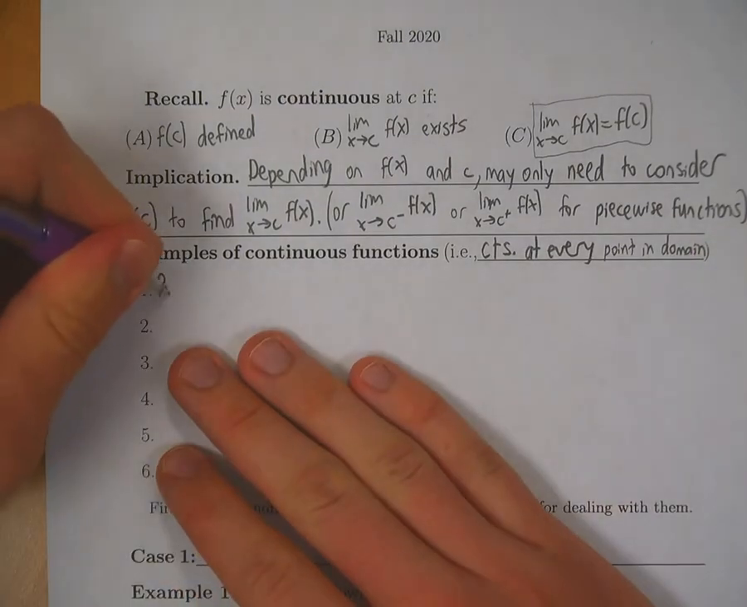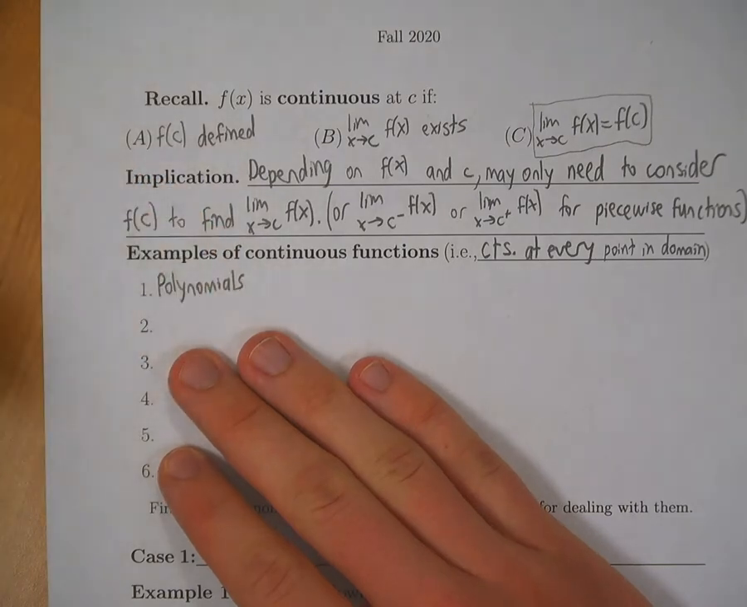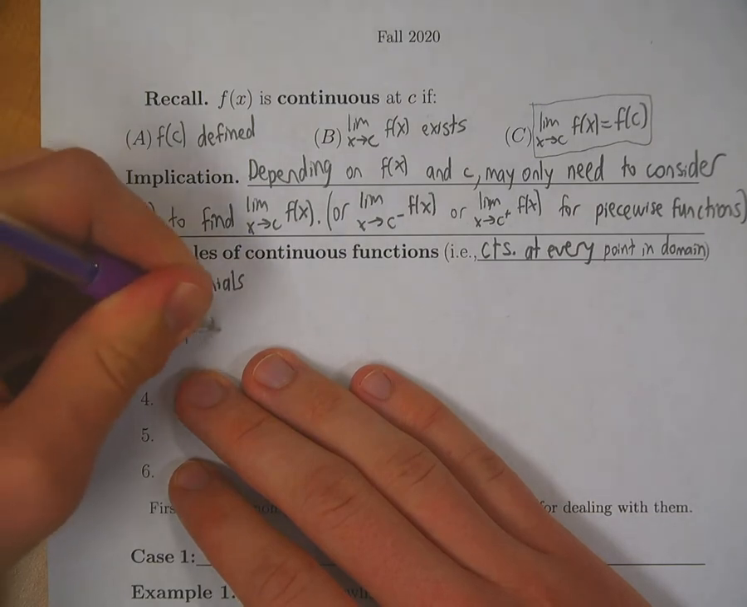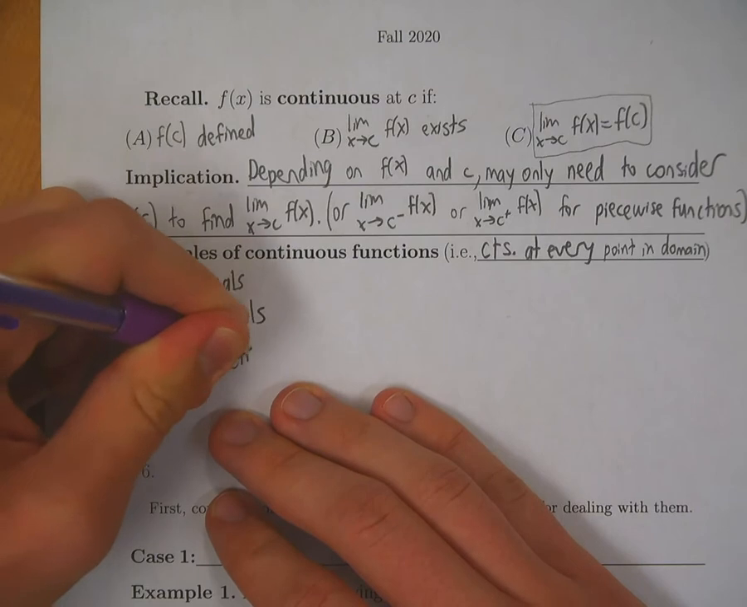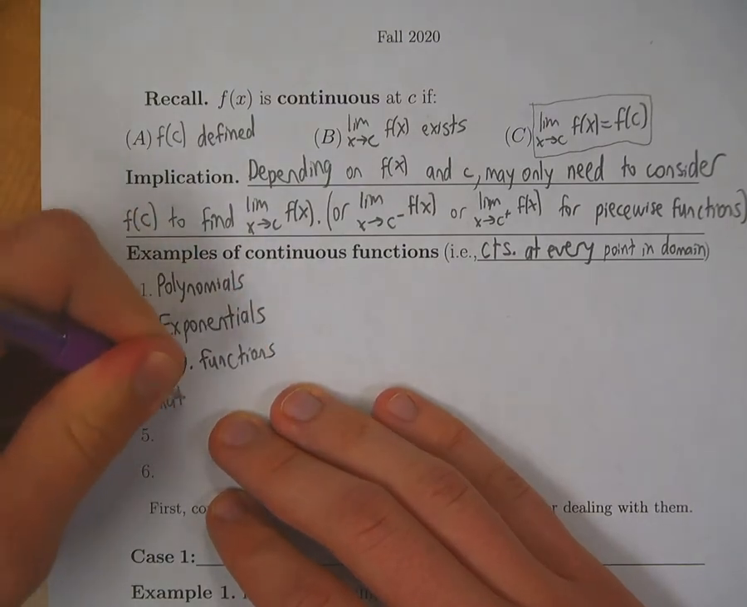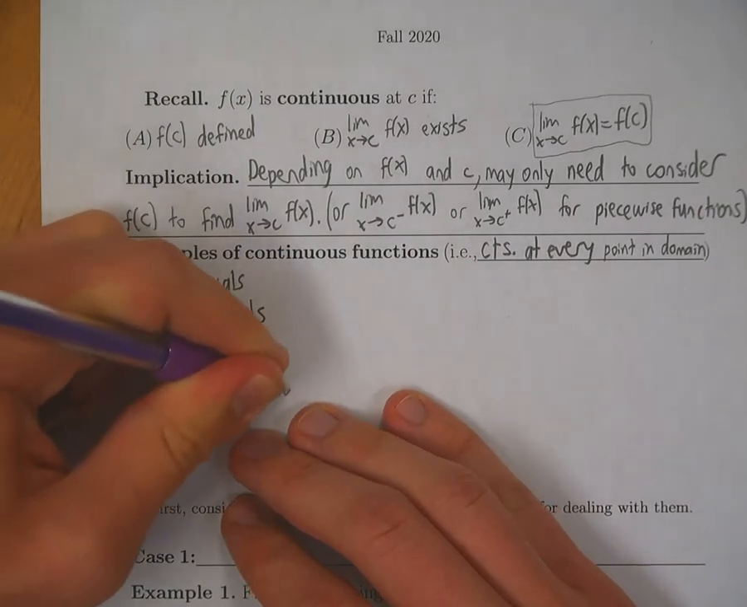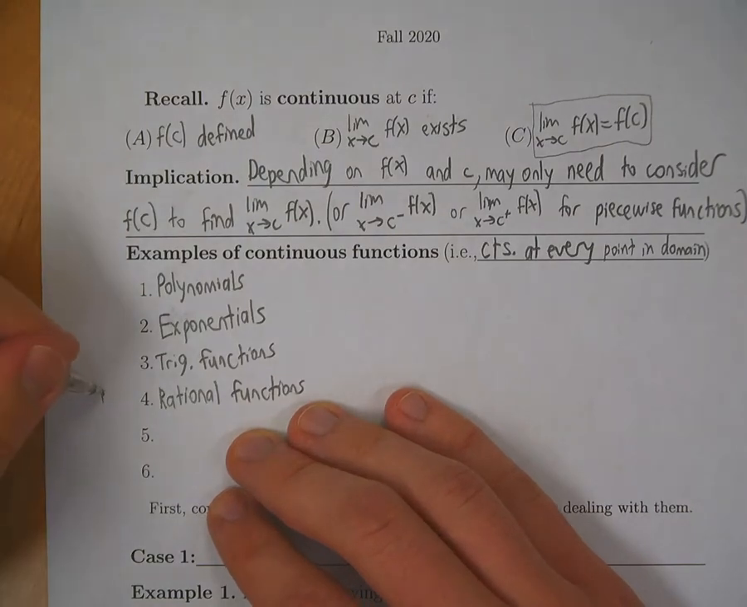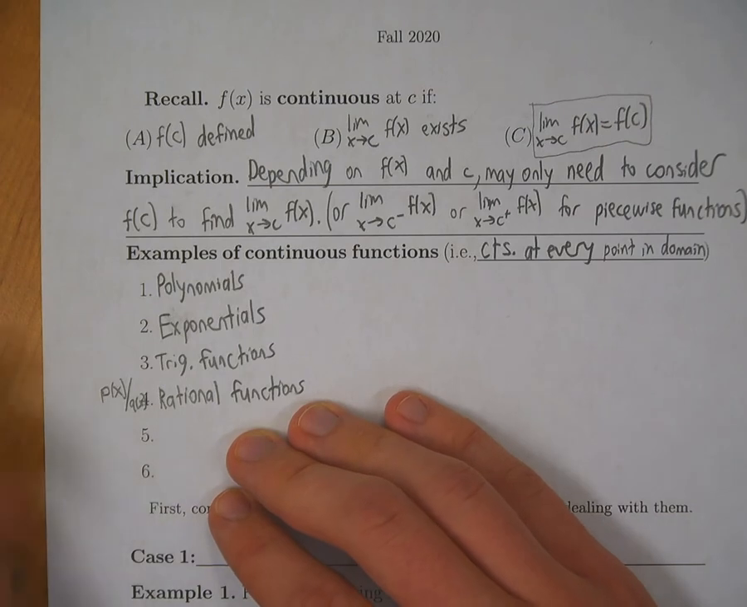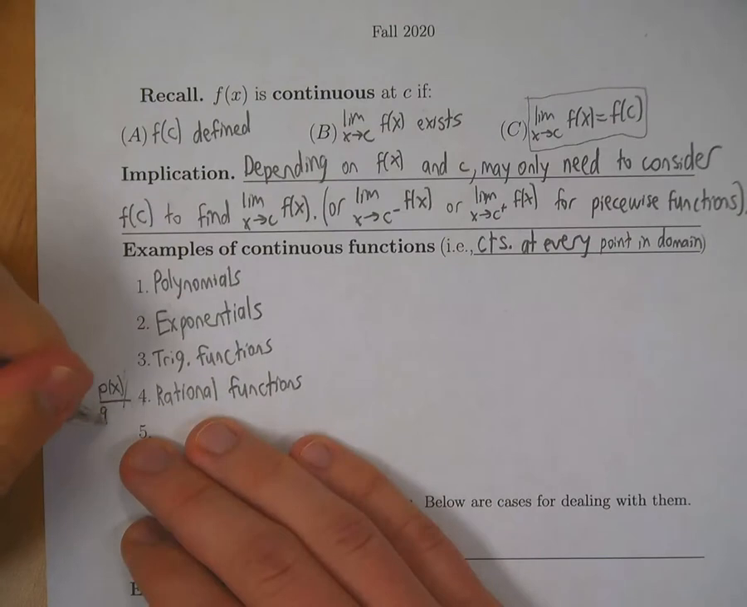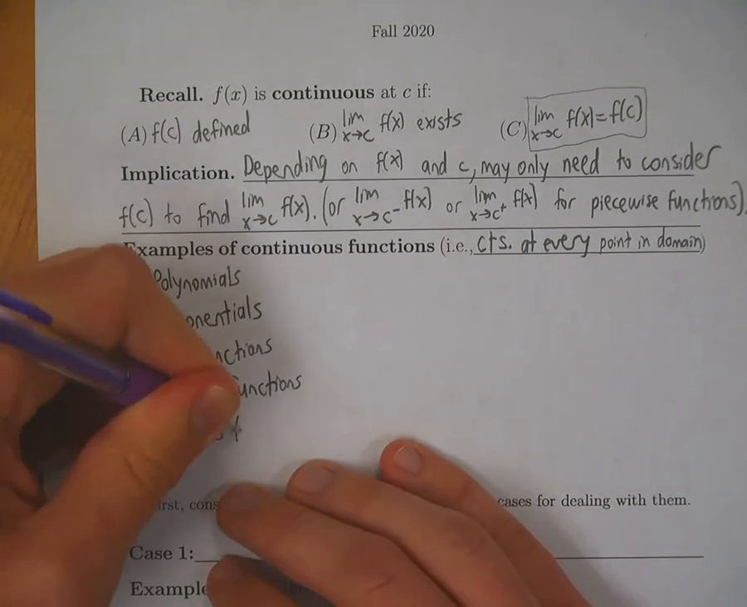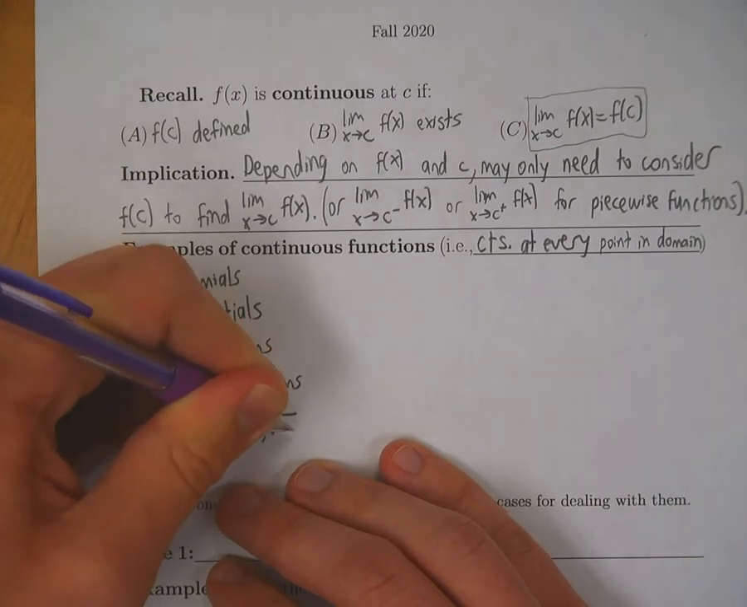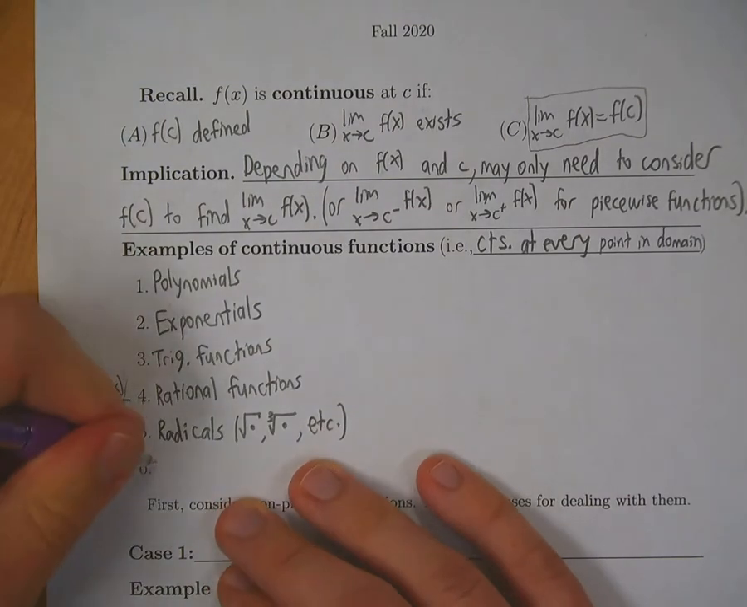So first one is we have polynomials. Two is exponentials. Three is trig functions. Four, rational functions. And when I say rational functions, I mean one function divided by another function. So p of x divided by q of x. Actually, q of x. Okay, it's a bit cleaner. Five, radicals, by which I mean square root of something, cube root of something, etc. And then the last thing is logarithms.